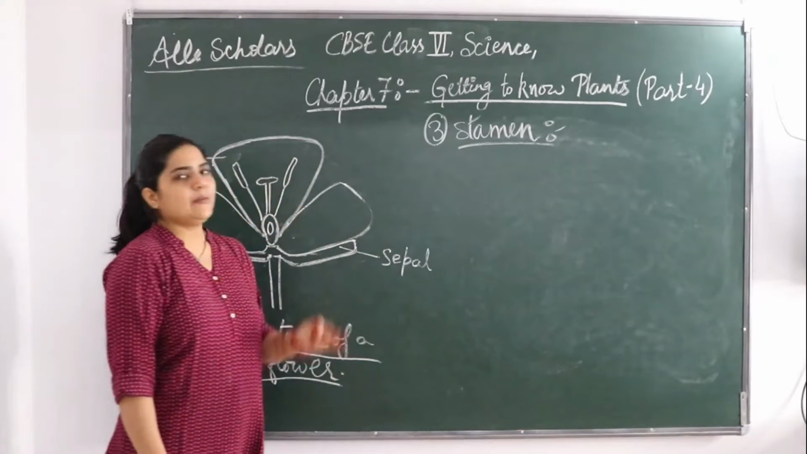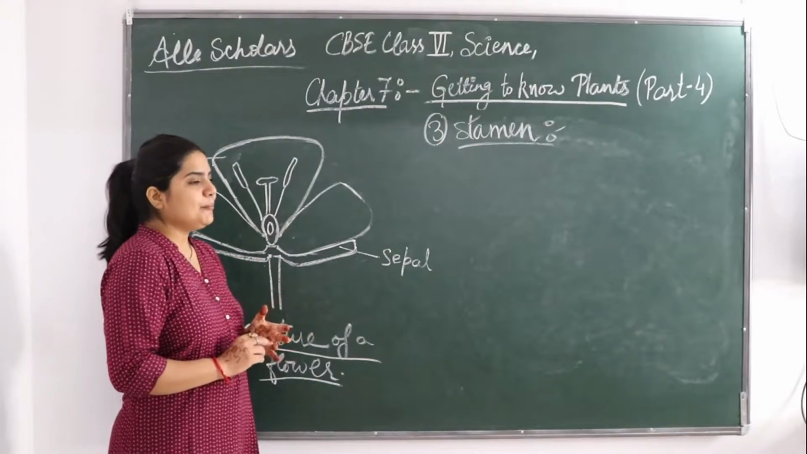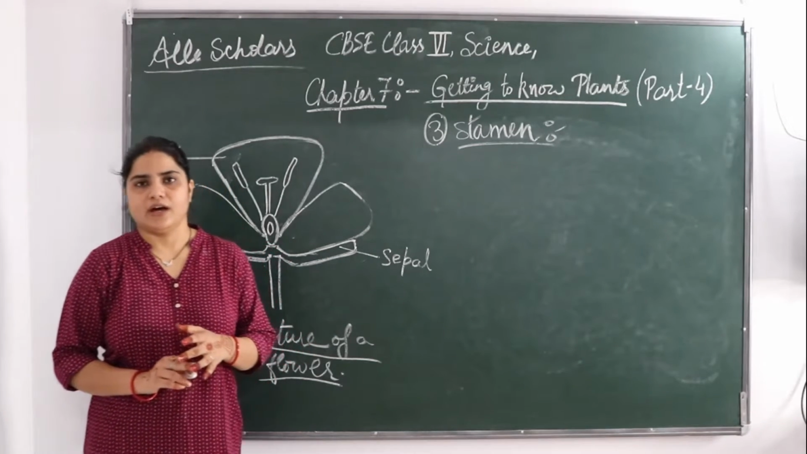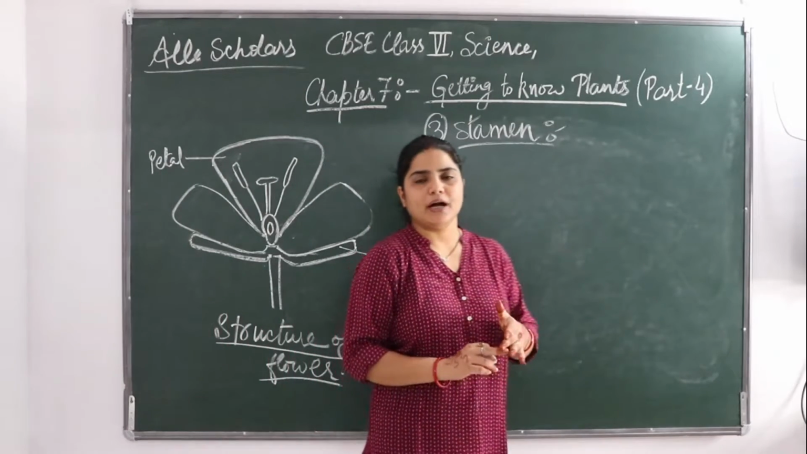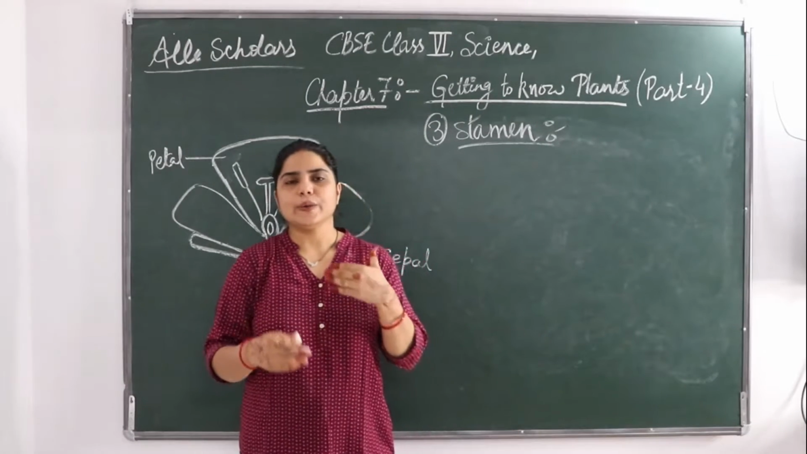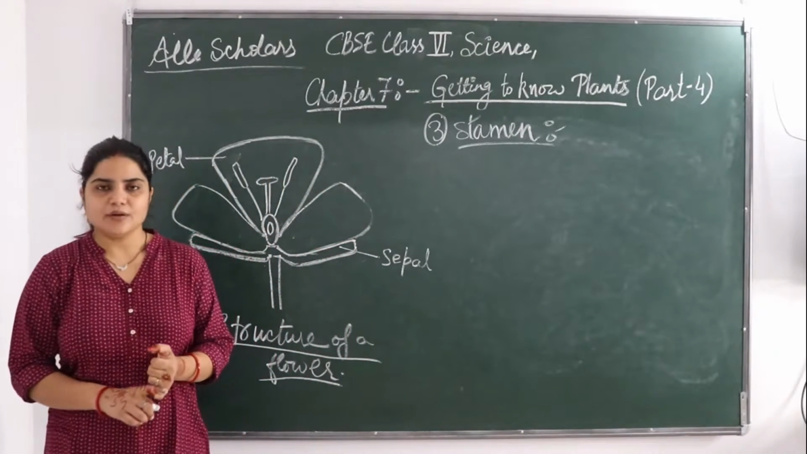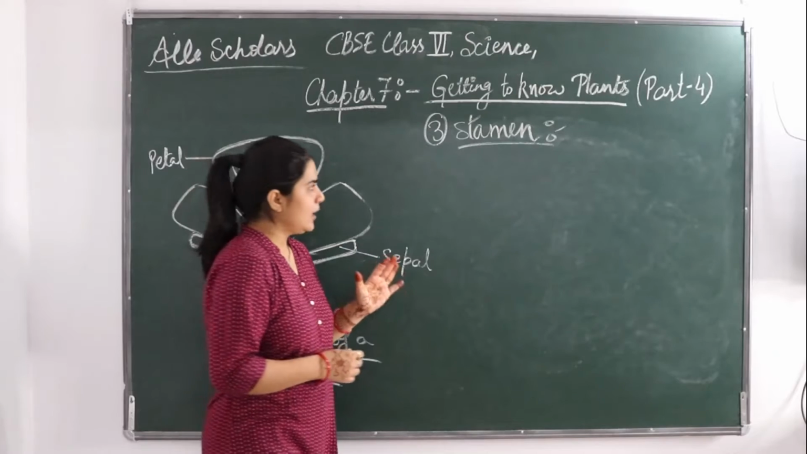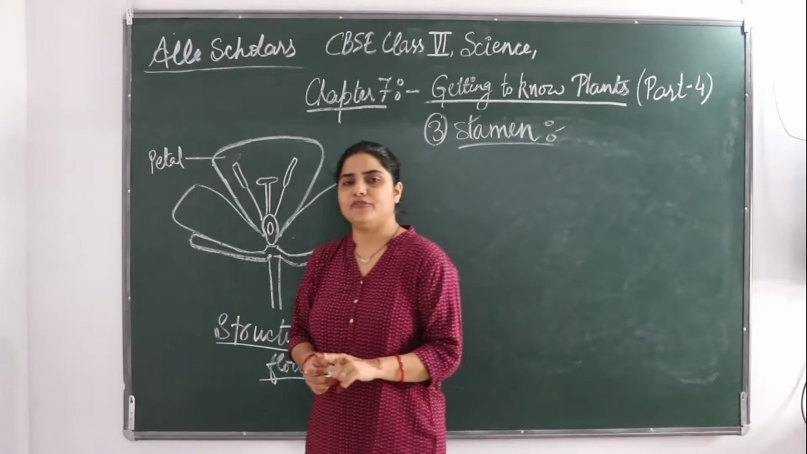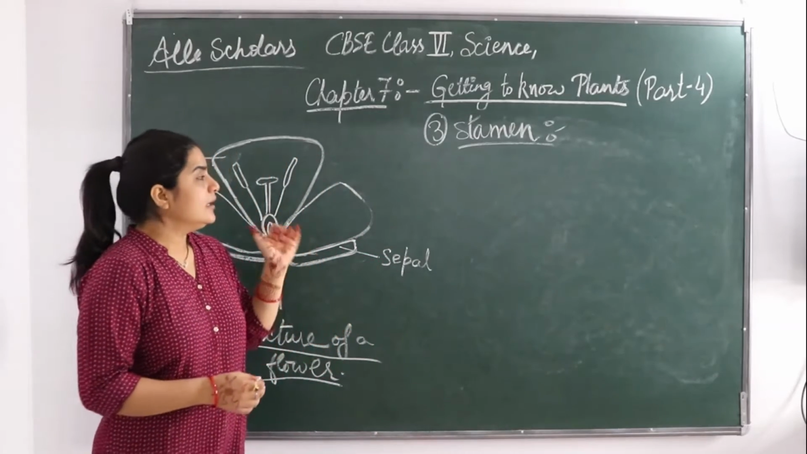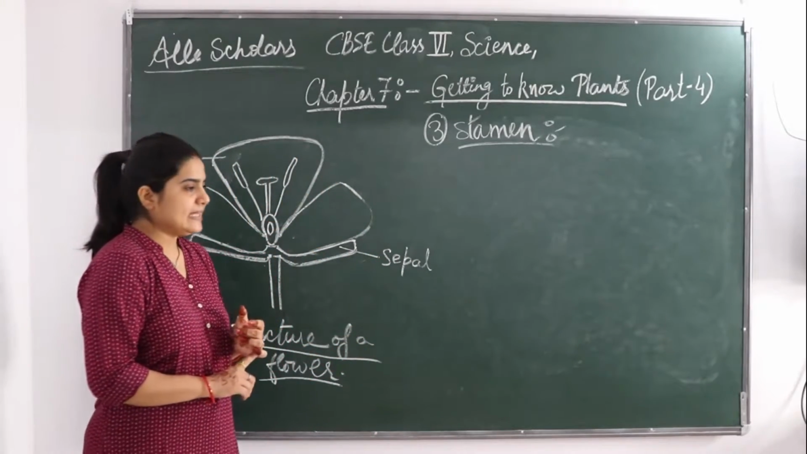Okay, so they can be 4 to 6 in number, and they are the male reproductive part of a flower. Stamens are the male reproductive part of a flower, or you can say a male stigma. How much in number are they? 4 to 6. They are 4 to 6 in number. It is also called male stigma.